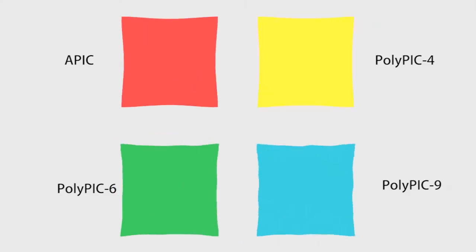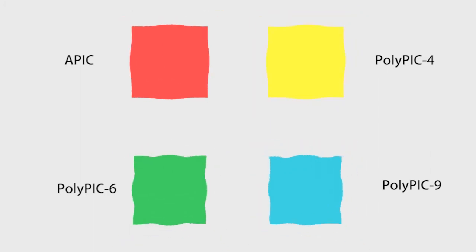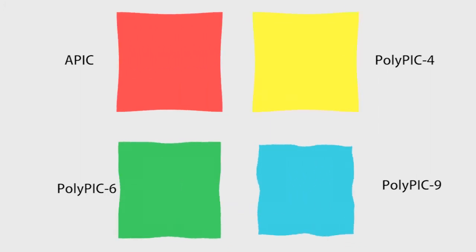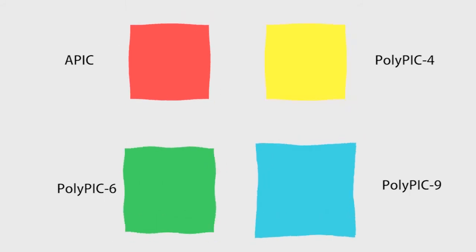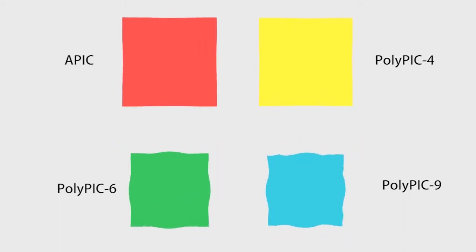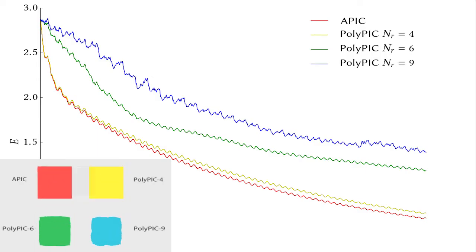To show the details of conserving energy using PolyPIC with different numbers of basis modes, we simulate an elastic box in 2D under initial compression. The energy damping is worse when the number of modes is reduced. The amount of energy of each box is also plotted with corresponding colors. This is a similar example of jellos in 3D with different numbers of modes.